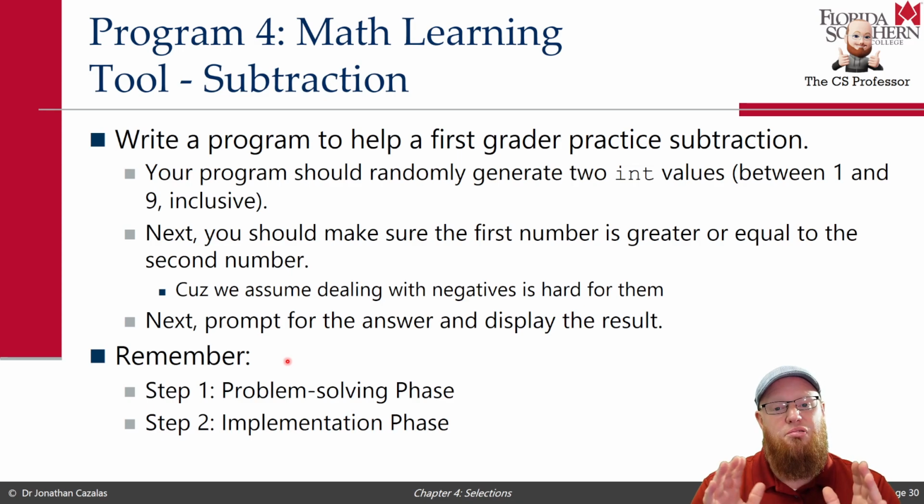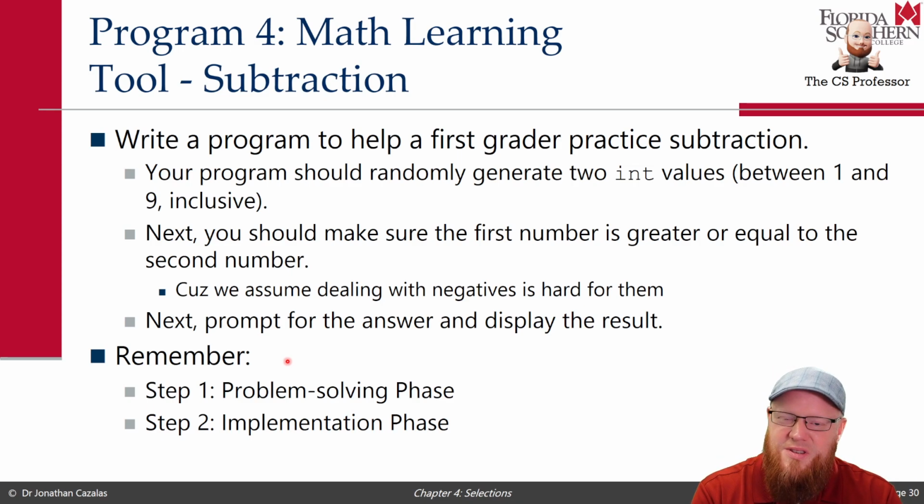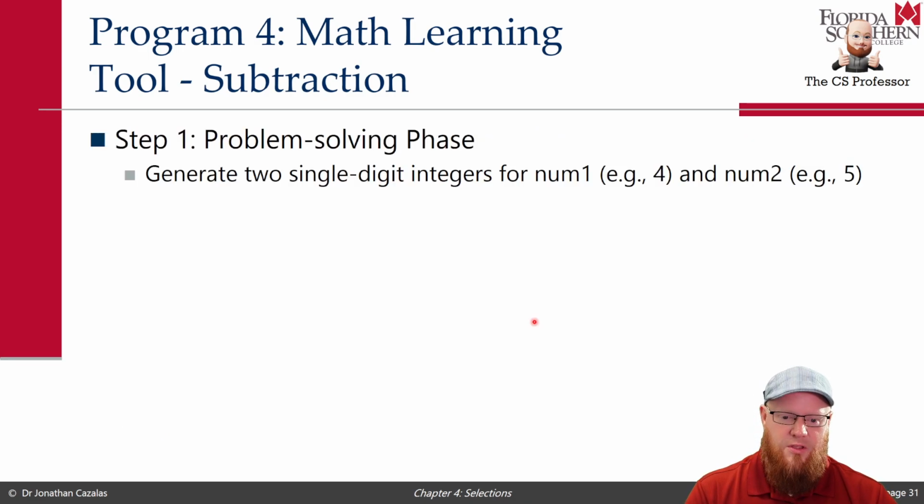The real purpose is we want to practice simultaneous assignment, where we swap two values, which we've done in a previous video. So if the first randomly generated number is greater than or equal to the second number, let's ask the subtraction question. But if it's not, let's swap them first. Then we prompt the user for the answer and we display the results.